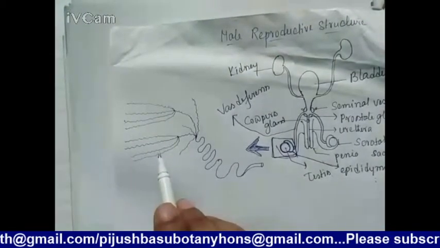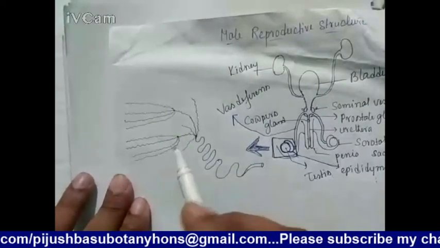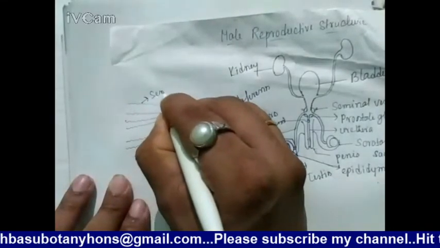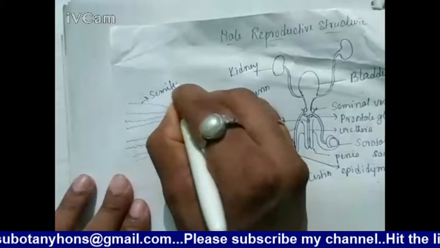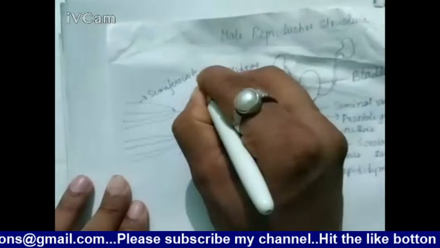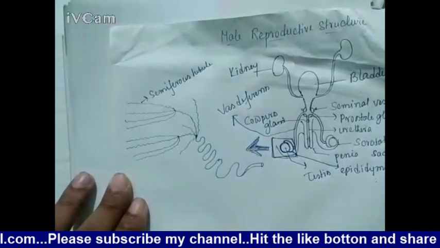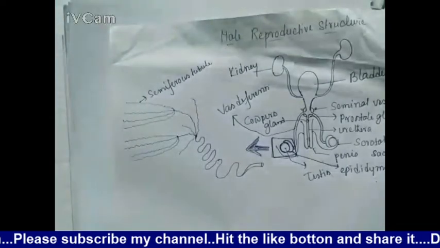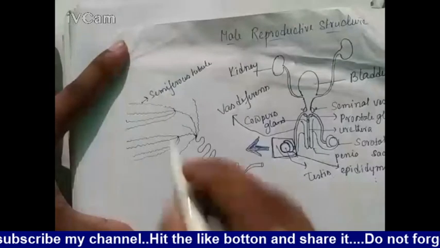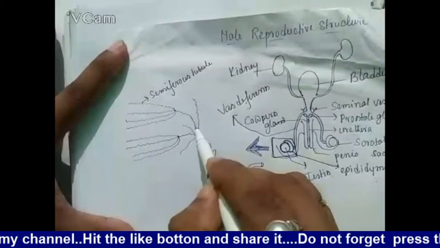Which parts are these? These are seminiferous tubules. Look at the hair-like structure. This is a seminiferous tubule. This is a tubular structure. I know you know what the function is, I will give you the answer. Practically, the seminiferous tubules here, 1, 2, 3, 4, connect with another fiber-like portion.